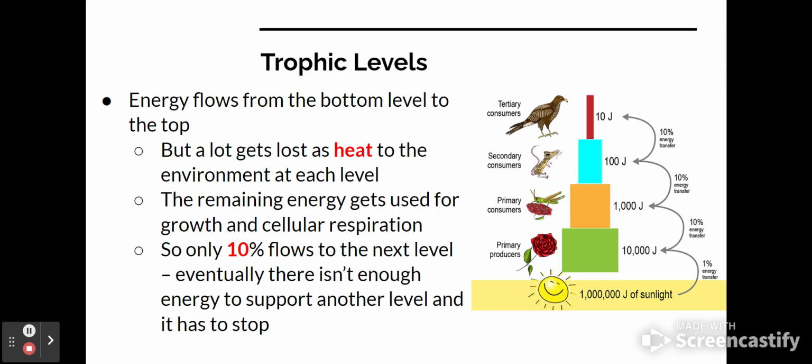Eventually, once we get to the top level, there isn't enough energy left to support another level, and that's why it has to stop. So that's why food chains don't go on forever. They stop around 3 levels, 4 levels, because there's just not enough energy to support anything else.